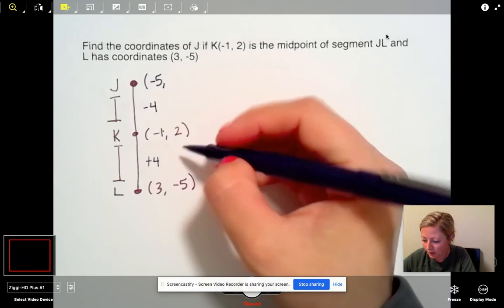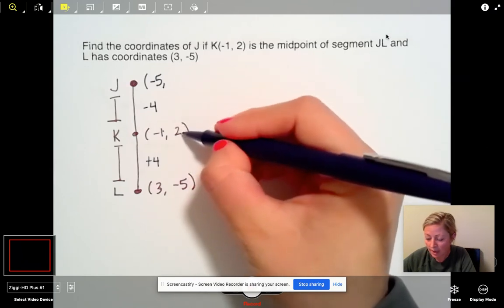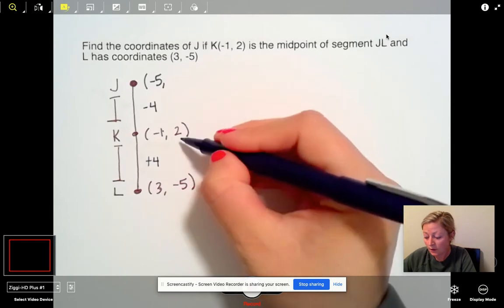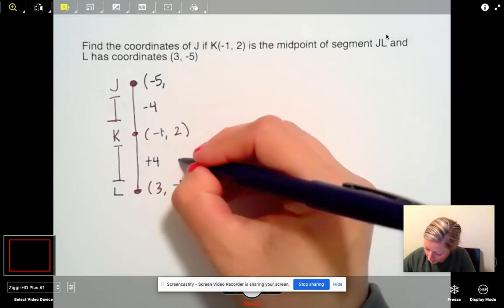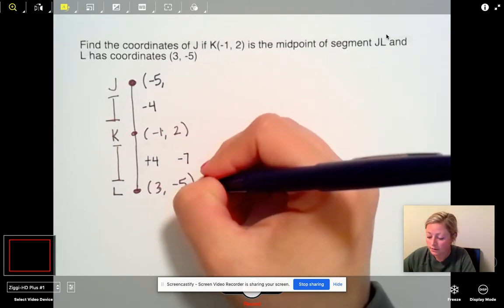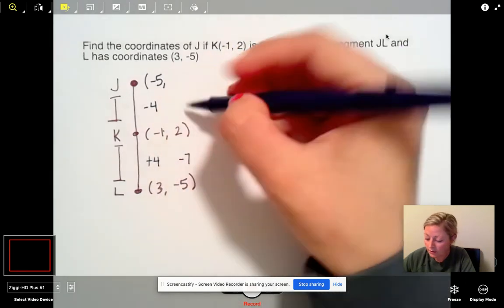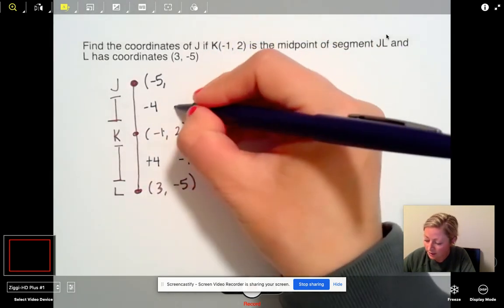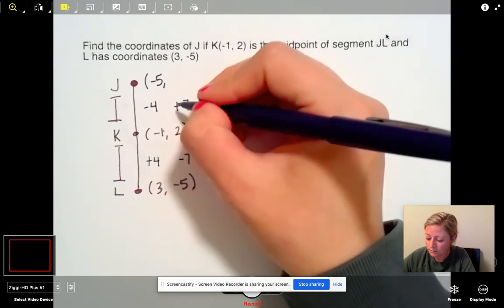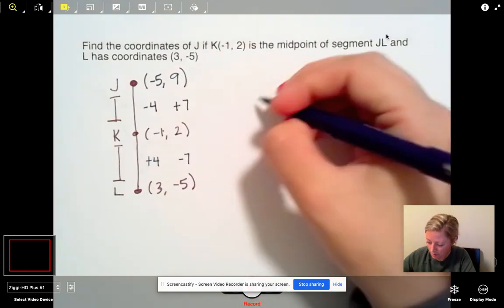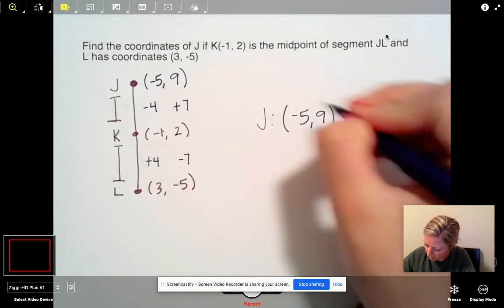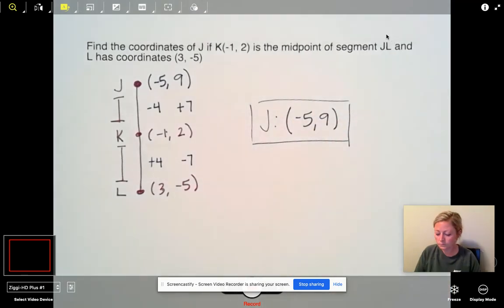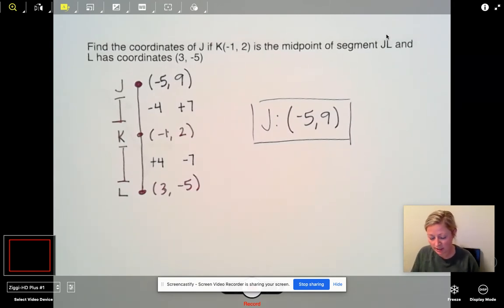Okay, let's try with our y coordinates. So again, I'm at 2, and I need to get to -5. So how do I go from 2 to -5? I subtract 7. So I went down 7. Well, I need to go 7 the other direction to get to my y over here. So if I subtracted 7, then I need to add 7. So 2 plus 7 gives me 9. So our coordinates of J would be (-5, 9). We'll do a few of those today in class, or when I have you in class to practice, because those are kind of goofy, and I realize that.